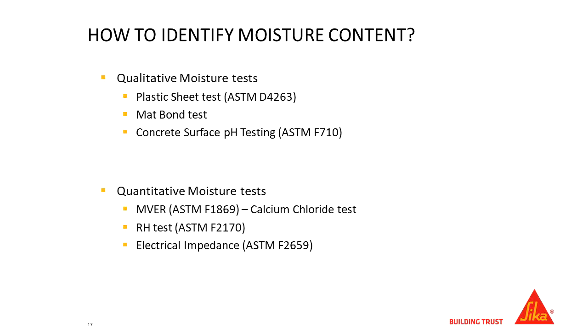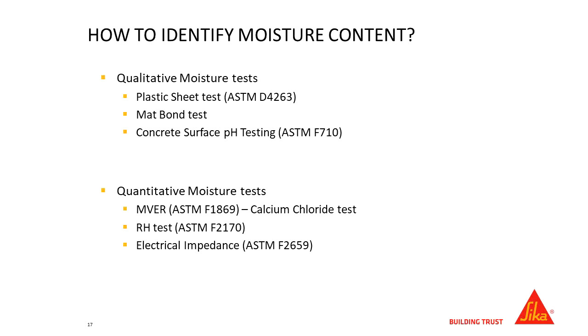So how do you identify moisture content? How do you know if you have a problem? Well, you have two types of tests. You have a qualitative test and you have a quantitative test. The way I explain it is the qualitative test is a nice, quick test you can do to throw up some red flags and let you know, okay, we need to do some further testing here. You have plastic sheet tests, you have the mat bond test, and you have a pH test.